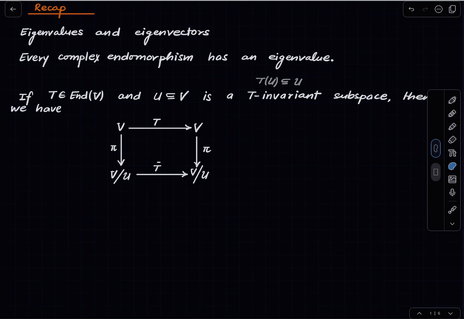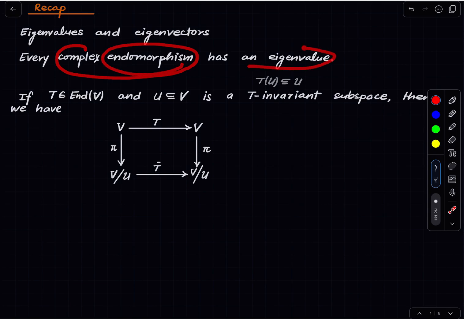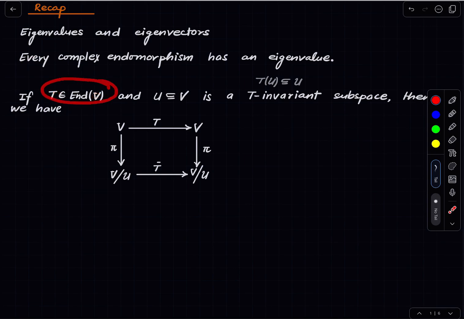So, of course, we will need to know the definitions of eigenvalues and eigenvectors. We will make use of the fact that every endomorphism on a complex vector space has an eigenvalue. And this fact, which we have seen many times, is that if we have an endomorphism on a vector space V, nothing to do with real or complex vector spaces, just an arbitrary field is required. So fix an endomorphism T on a vector space V, and let U be a T-invariant subspace, which means this. Then we have this diagram which commutes.